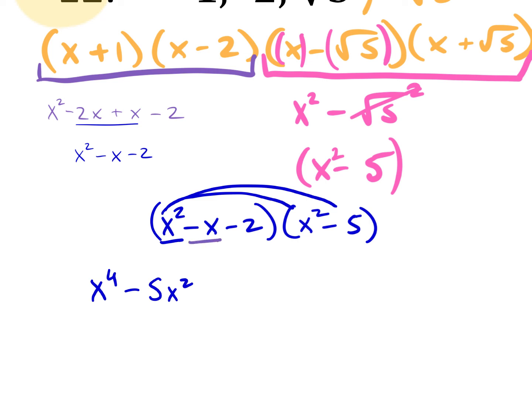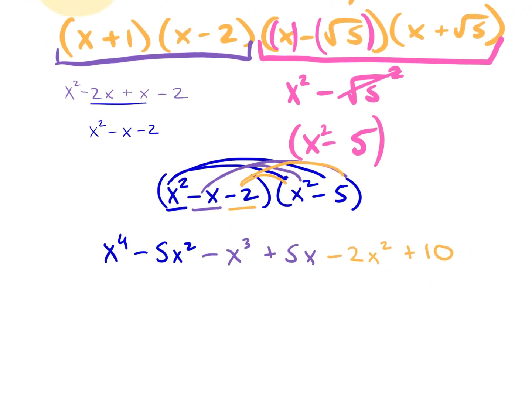Then I can move on to the negative x. Negative x times x squared would be negative x cubed. Negative x times negative 5 would be positive 5x. And then lastly, I can move on to the negative 2. So negative 2 times x squared would be negative 2x squared. And negative 2 times negative 5 would be plus 10.